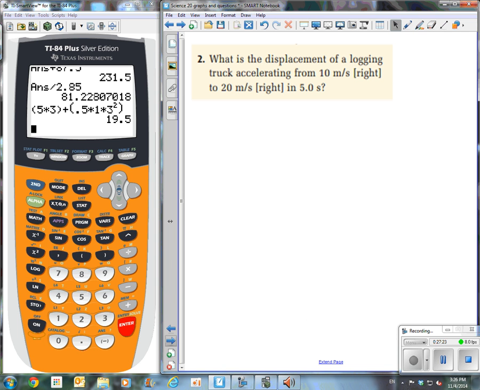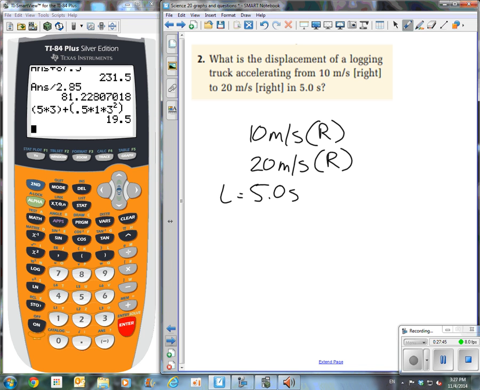What is the displacement of a logging truck accelerating from 10 meters per second right to 20 meters per second right in 5 seconds? So I've got the values here of 10 meters per second right, 20 meters per second right, and 5.0 seconds. Seconds is a unit of time. These are both units of velocity. The question is, which one's initial, which one's final? Well, if I read the question again, it would tell me that that one's initial and that one's final.